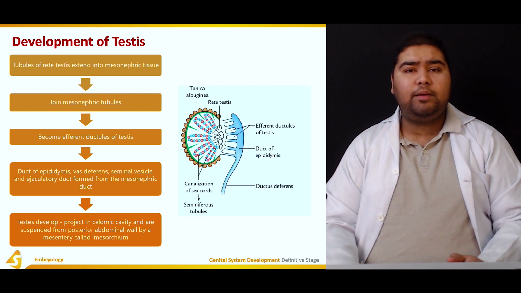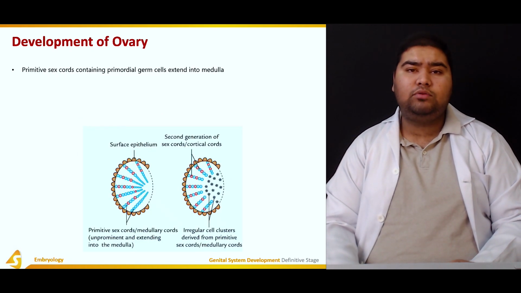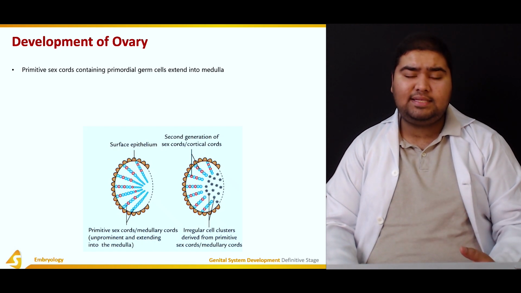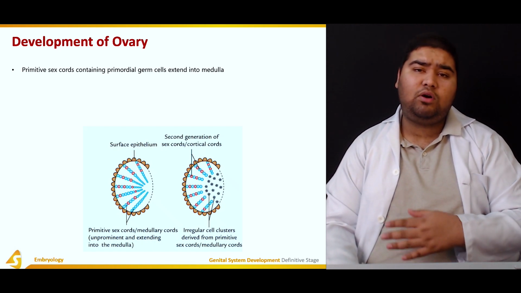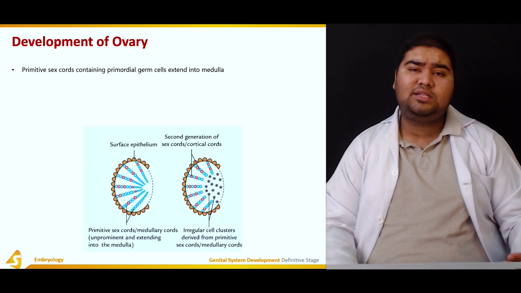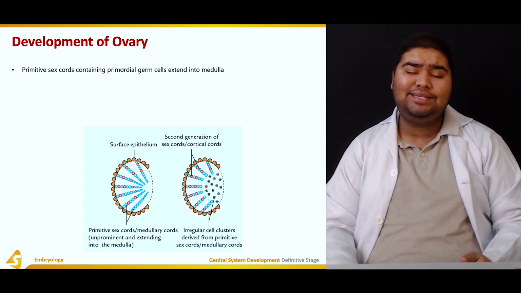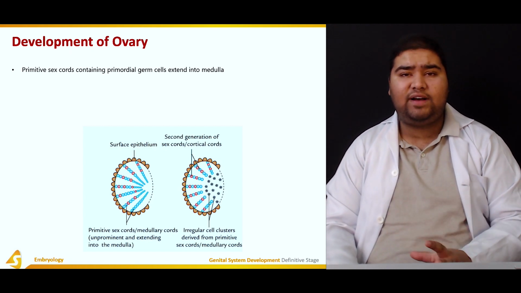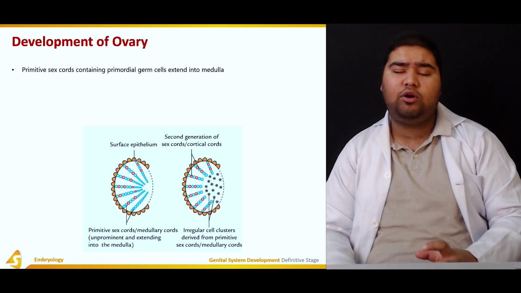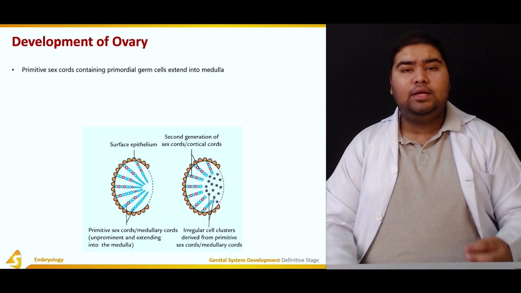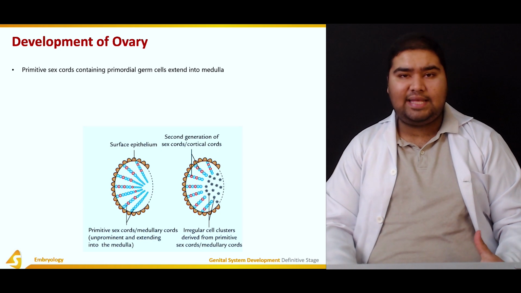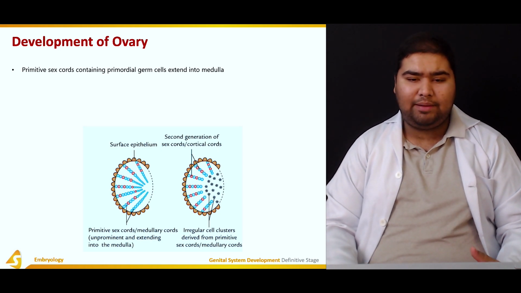So initially we were talking about the development of testes. In development of testes, we saw how various processes took place to form the adult testes in an XY complement individual or a zygote. Now the zygote has an XX complement. So let's see what happens.